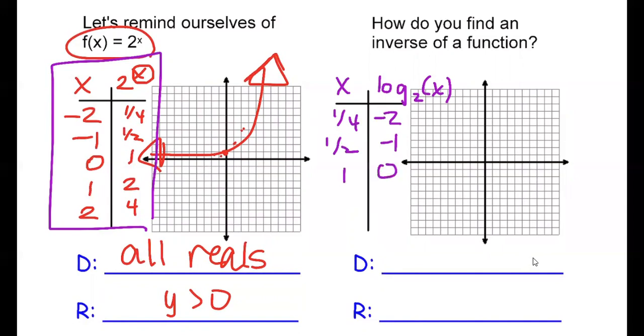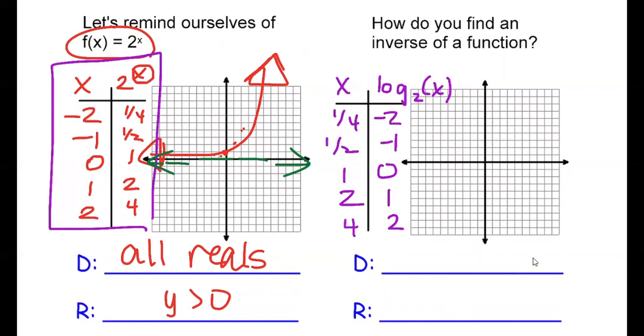I get (1, 0), (2, 1), and (4, 2). All I'm doing is switching the points in the table. And so then when I do that, oh shucks, I should have also put on here that I've got an asymptote down here at 0, y equals 0. Okay, so those are my points of values.